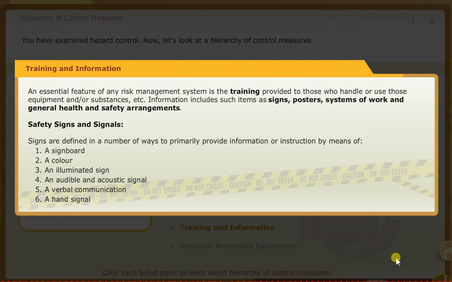Safety signs and signals. Signs are defined in a number of ways to primarily provide information or instruction by means of a signboard, a color, an illuminated sign, an audible and acoustic signal, a verbal communication, a hand signal.